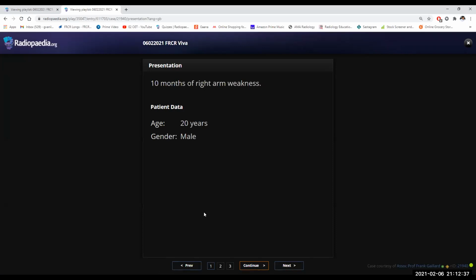This is a 20-year-old male who has 10 months of right arm weakness.